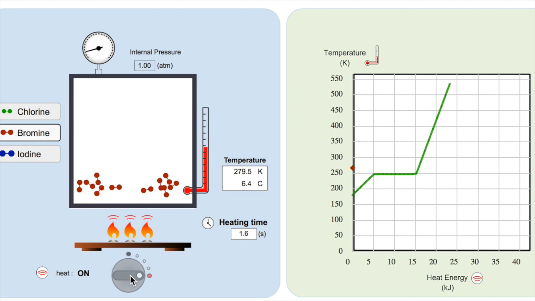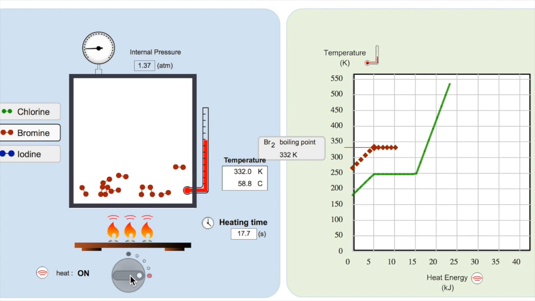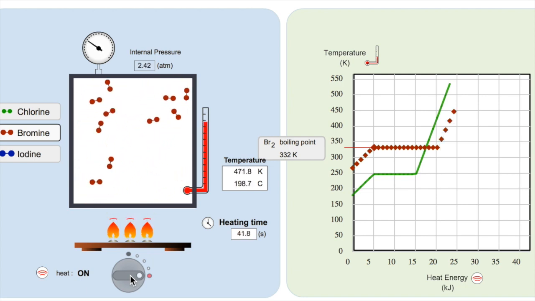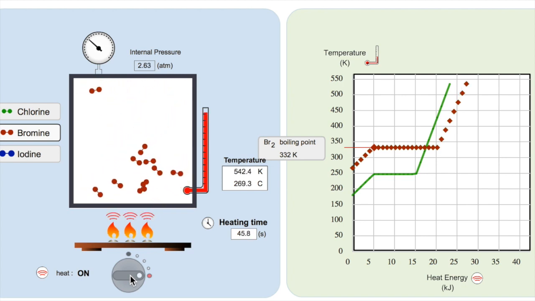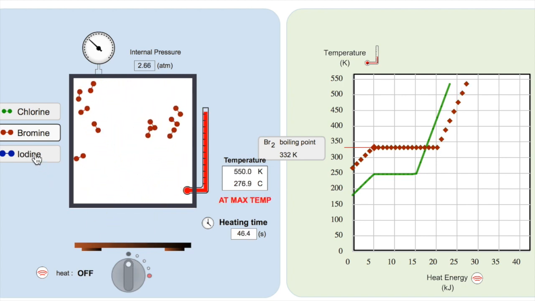And let's try the same for bromine. So we've got the same graph. So in the beginning, we're heating up the liquid and it gets hotter. But now when we reach the boiling point, the temperature is no longer going up. But we can see that the potential energy of the molecules is increasing because they're now flying around more and it's become a gas. And then once it's a gas, again when we're adding energy, the temperature increases.